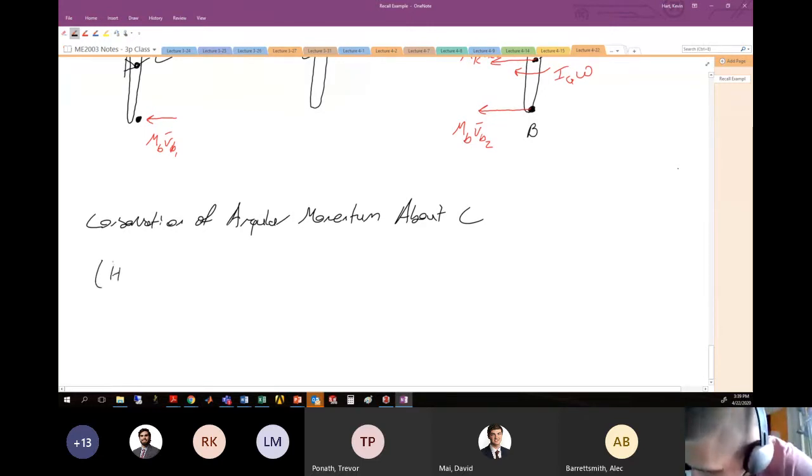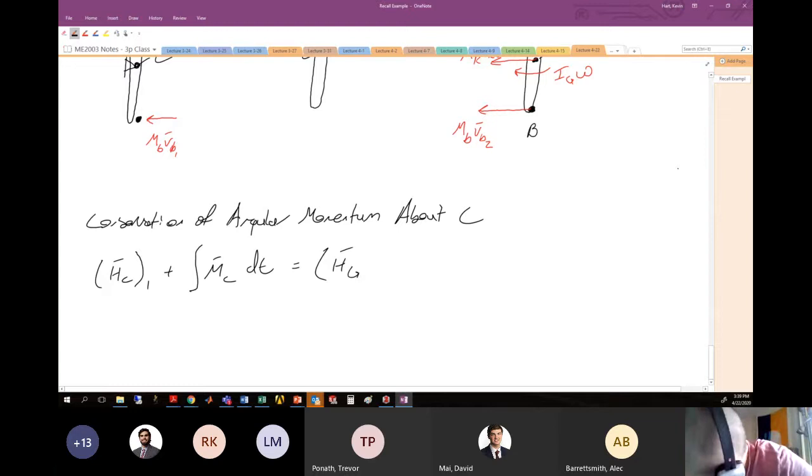General equation. Angular momentum about C, situation number 1, plus the impulsive moments about point C, integrated over time, equal to the angular momentum, not of G, of C in situation number 2, my final angular momentum. All right. So the angular momentum about C, state number 1.